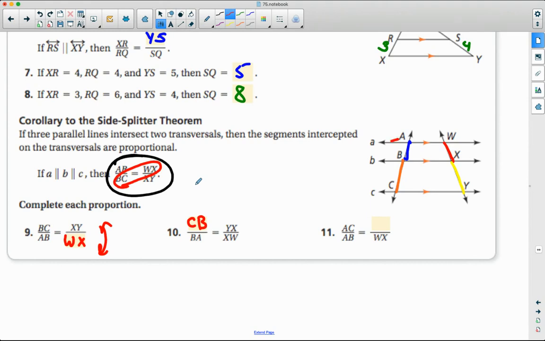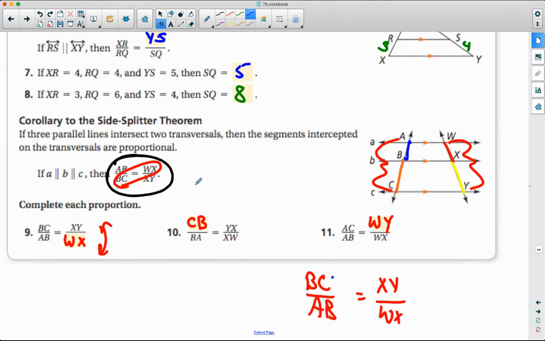AC is the whole thing, right? That's the whole thing. The whole thing here is WI. So WI has to be there. And that follows that property of proportions that if I took BC over AB is equal to XY over WX, right? Remember, we can add AB to the top and add WX to the top, right?